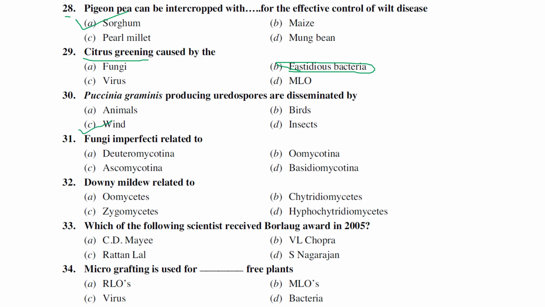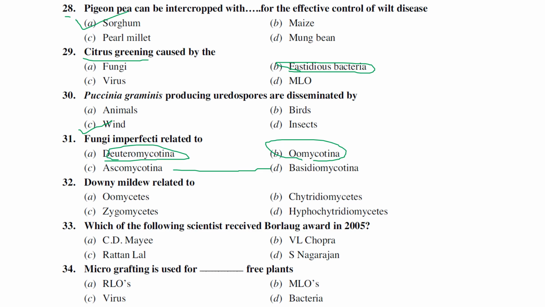Fungi imperfecti, or dustbin fungi, is generally related to Oomycota, Basidiomycota, Ascomycota. If you see, Ascomycota and Basidiomycota are higher fungi, developed fungi. Oomycota also has almost a fungal-like resemblance. But when it comes to Deuteromycota, it is called fungi imperfecti or dustbin fungi.